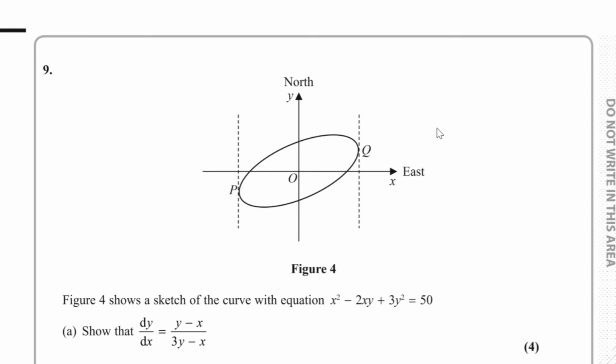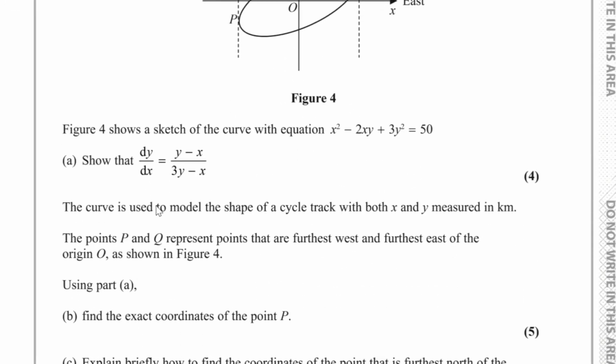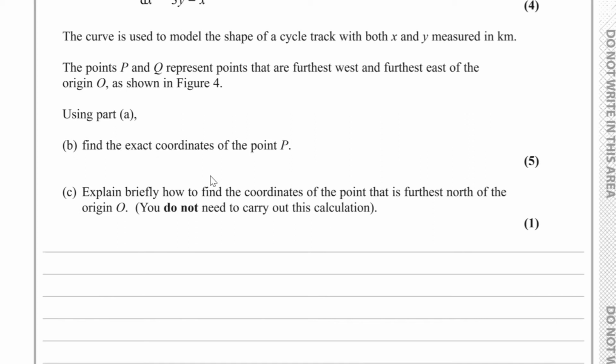Question number 9. Figure 4 shows a sketch of the curve with the equation x squared subtract 2xy plus 3y squared equals 50. And for part A, we have to show that dy over dx is equal to y minus x over 3y minus x. So for part A of the question, we begin with our curve x squared, subtract 2xy plus 3y squared equals 50.